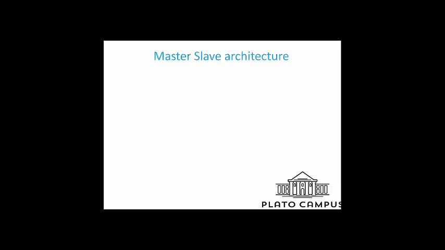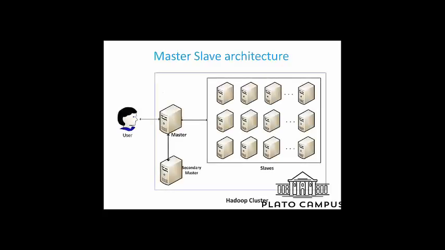So moving to the next slide, master-slave architecture. In the school example, the principal was controlling the teachers. The principal was assigning tasks, distributing the tasks among multiple teachers. The same logic applies to Hadoop. We have a master and we have multiple slaves. You can see in this picture, we have a master machine and we have multiple slave machines. And along with this, we have a secondary master as well.